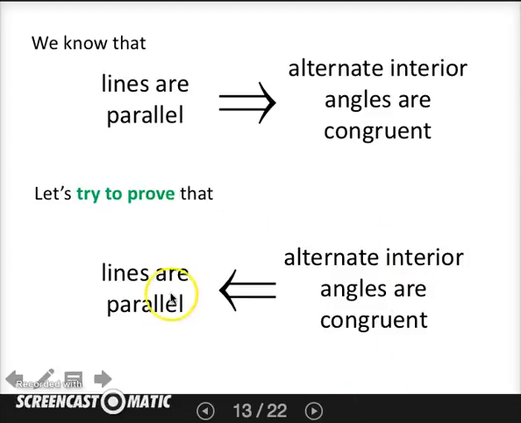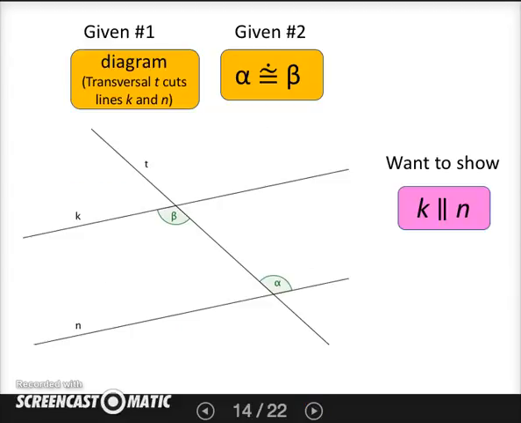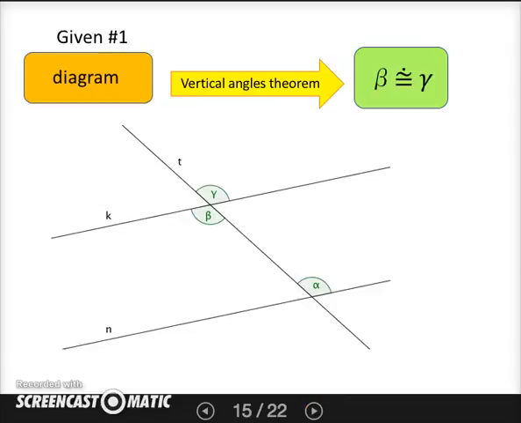Again, we want to show, in this case, that the two lines are parallel. So what goes in this pink bubble is line K is parallel to line N. That's what we want to show. We have not yet shown it. Okay, let's start with our first given, which is the diagram itself.